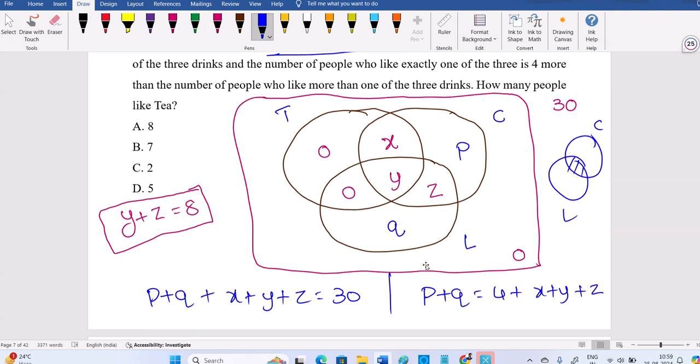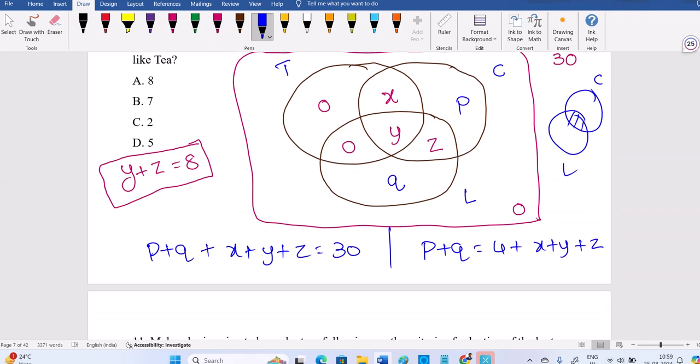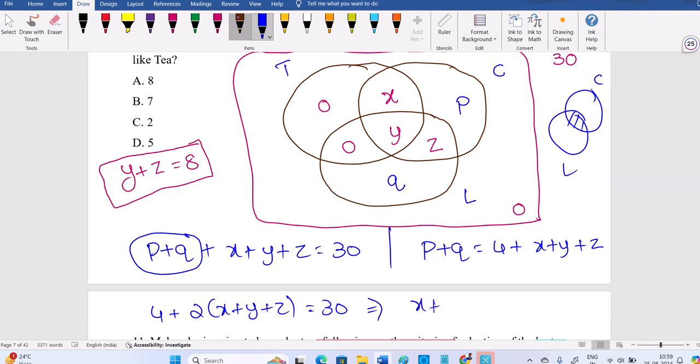So now if you bring that relationship here, I want the x value. I know already y plus z is equal to 8. So first I'll put p plus q equal to 4 plus x plus y plus z. I'll get 4 plus 2 times of x plus y plus z equal to 30. And here 26, 26 divided by 2, 13. X plus y plus z is 13. I believe you got the x value 5 now.